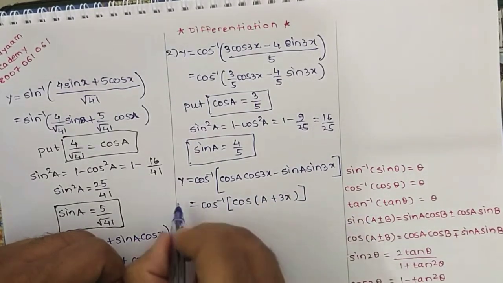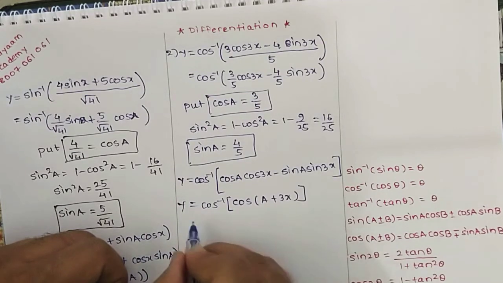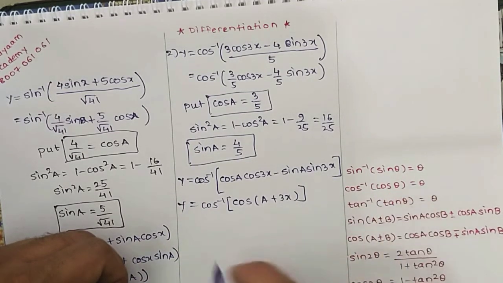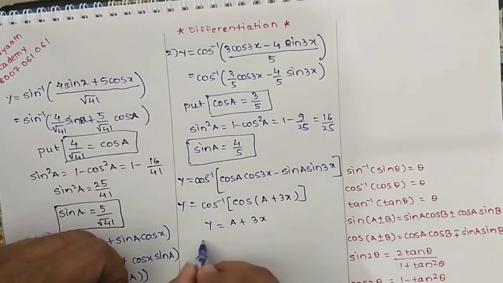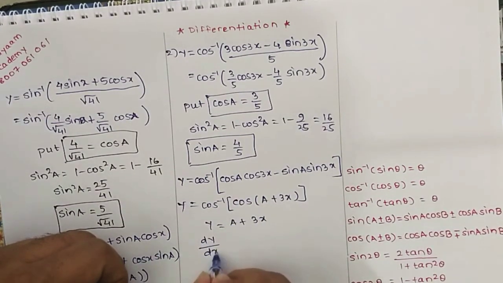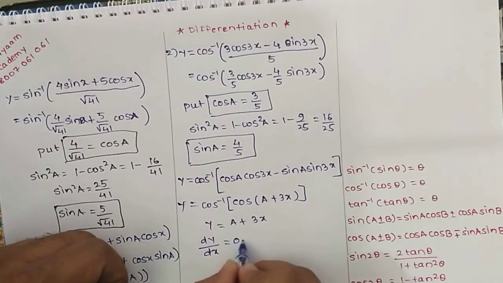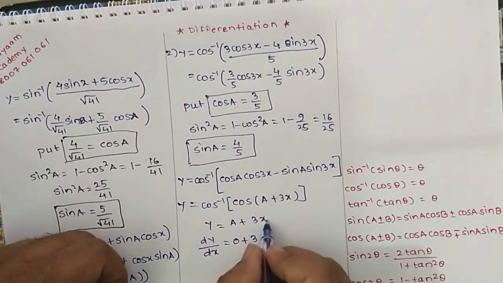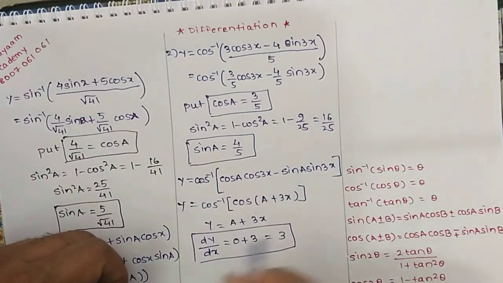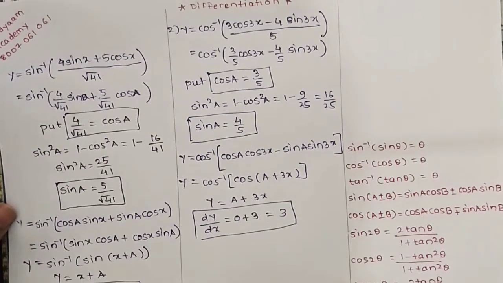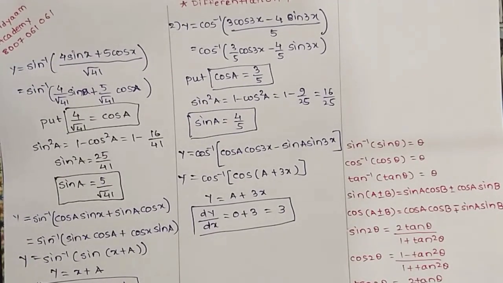So cos a cos b minus sin a sin b results in cos of a plus what? 3x. Perfect. So again cos inverse and cos terms get cancelled, as cos inverse of cos theta is only theta. We get y is equal to only a plus 3x. Now if I differentiate it, I get dy by dx is equal to 0 plus 3 into 1. For x the derivative is 1, so your answer in this case comes out to be only 3. I hope you have got the idea as to how to deal with this particular sum. In a similar way we'll have one more sum and we'll see how it goes.